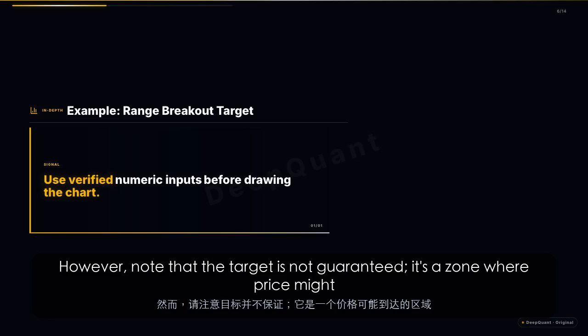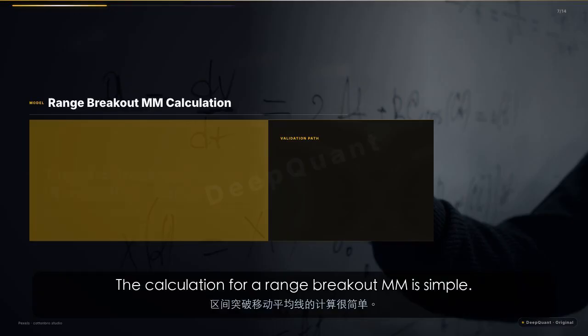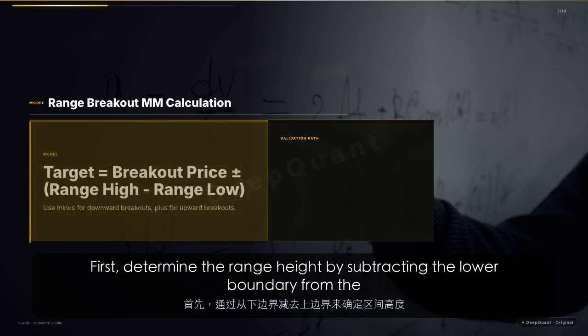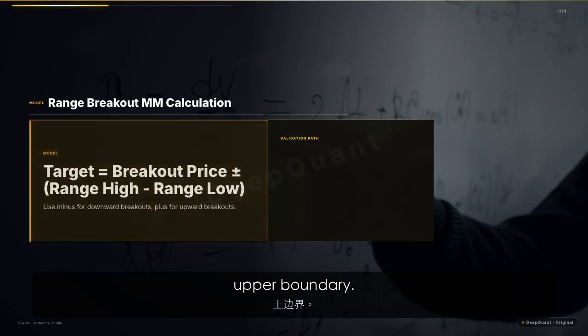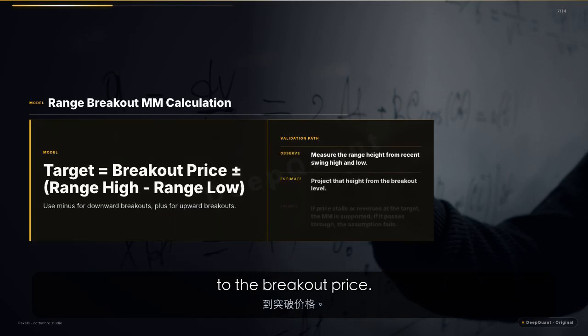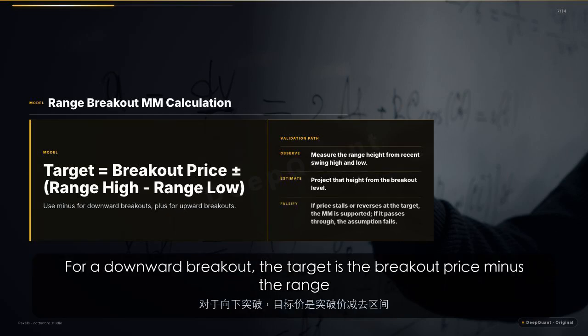where price might react. The calculation for a range breakout is simple. First, determine the range height by subtracting the lower boundary from the upper boundary. Then, depending on the direction of the breakout, add or subtract this height to the breakout price. For a downward breakout, the target is the breakout price minus the range height.